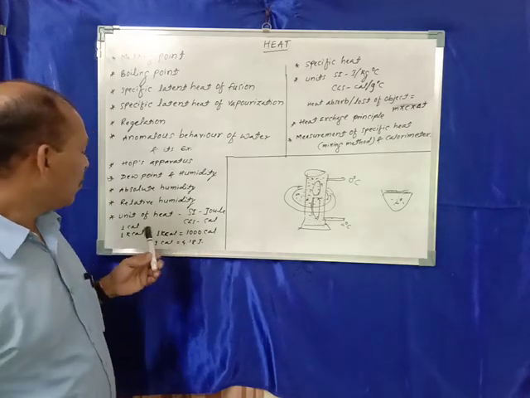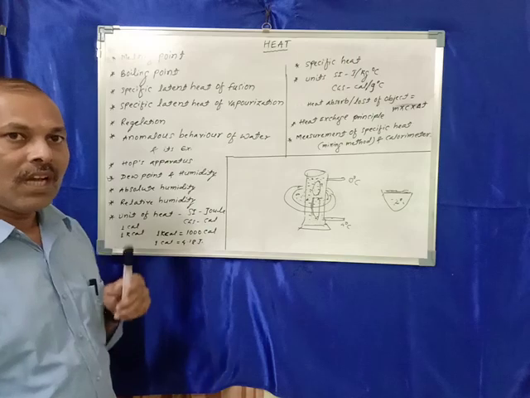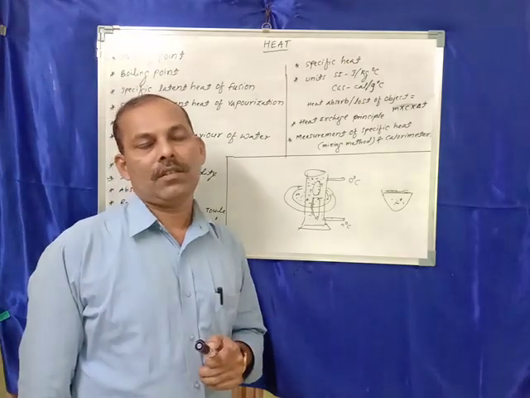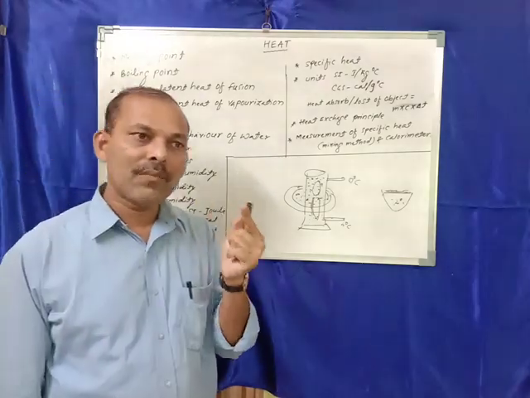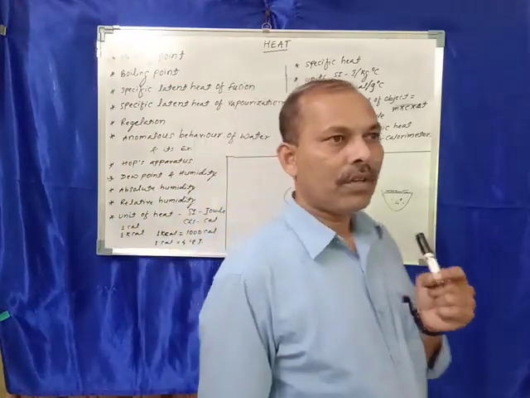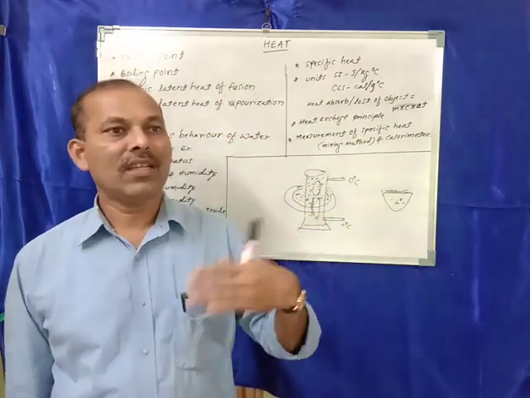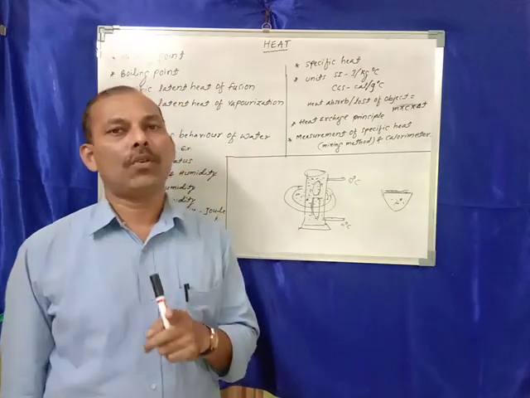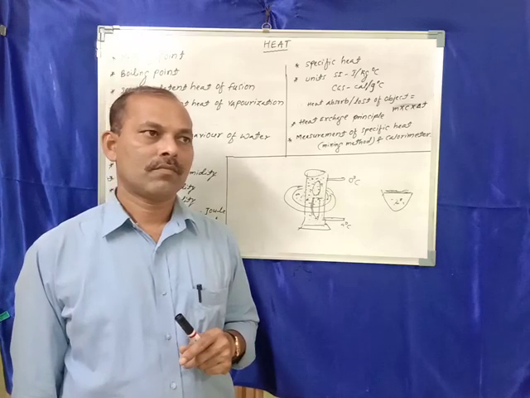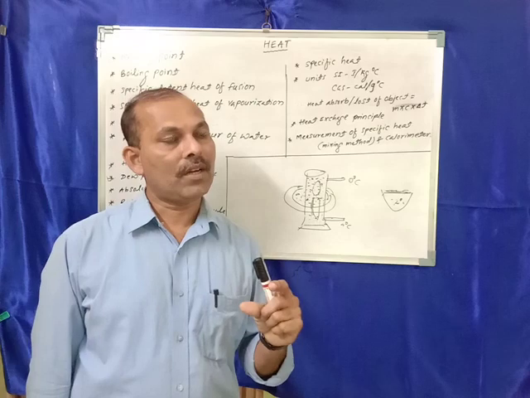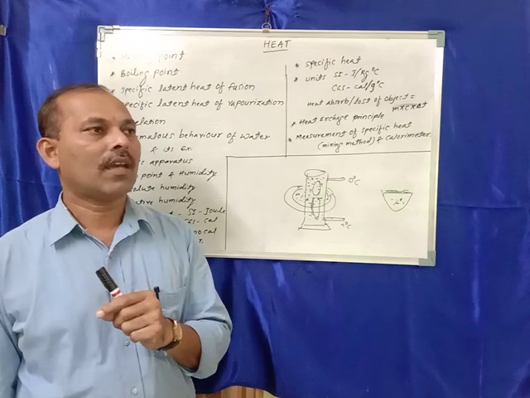We are going to see what is 1 calorie, and what is 1 kilocalorie. 1 calorie means the amount of heat necessary to raise the temperature of 1 gram of water by 1 degree Celsius, from 14.5 degrees Celsius to 15.5 degrees Celsius. This is called 1 calorie heat.